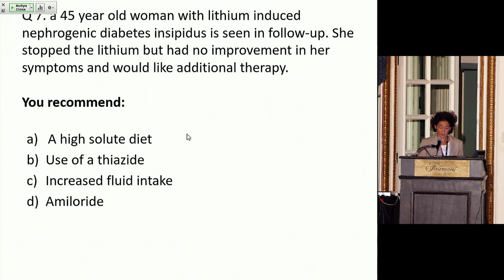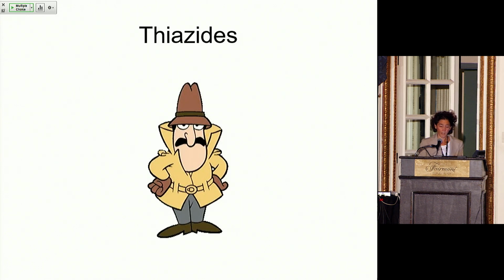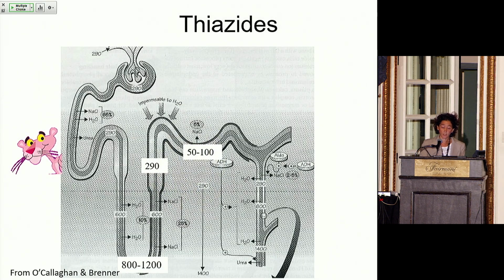So let's think about the distal convoluted tubule for a second. So thiazides I liken to sort of the Inspector Clouseau of diuretics. Like they get the job done, but there's quite a bit of collateral damage. So remember that thiazides work in the distal convoluted tubule. And this is where we make our most dilute urine.